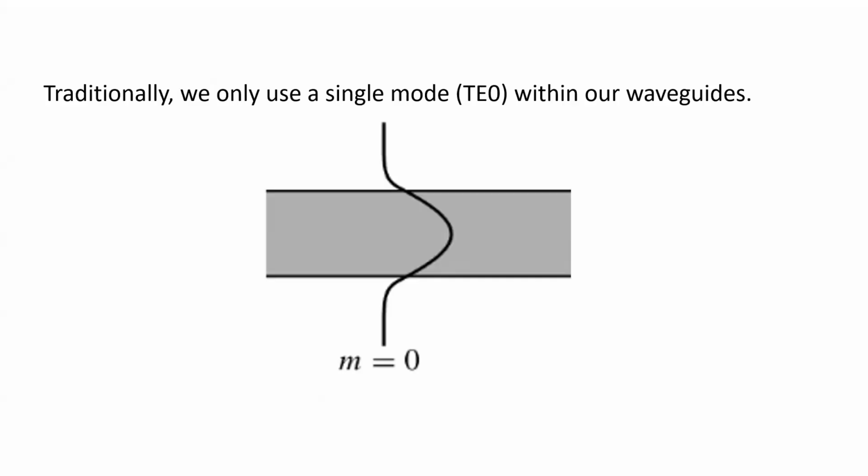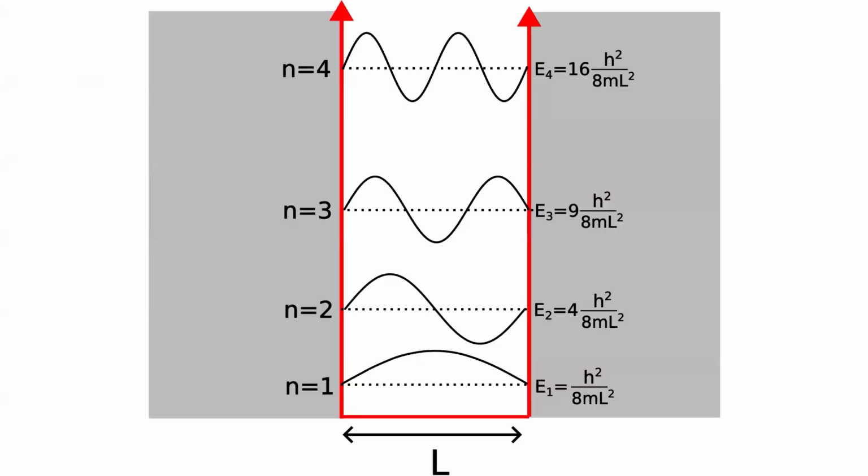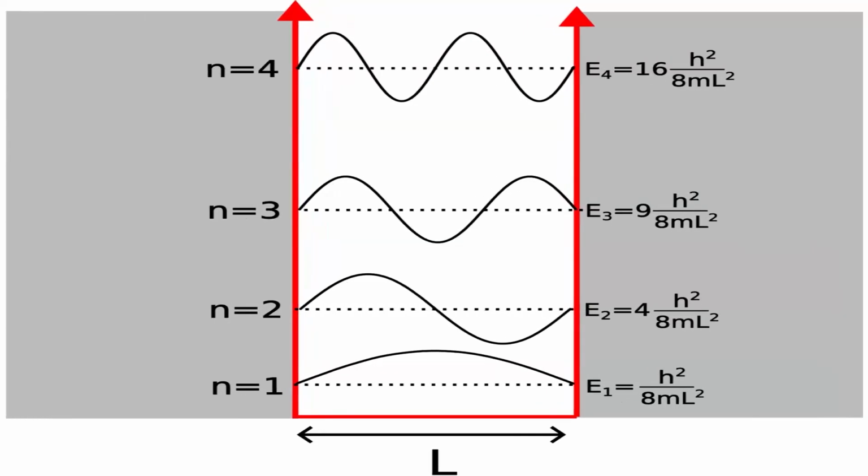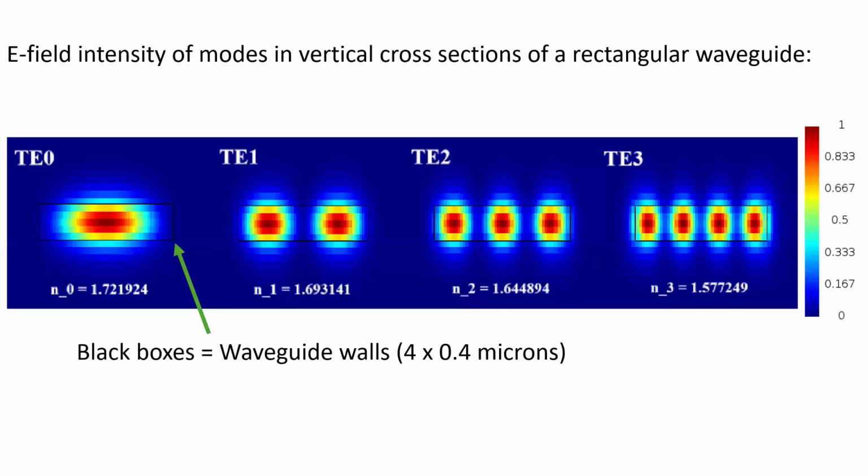If we draw an analogy to the quantum potential well, higher modes require more and more energy. And so typically, we can only really support the energy required for the ground state. However, by increasing the width of our waveguide, we can decrease the energy required, making it feasible to have more modes within our waveguide.